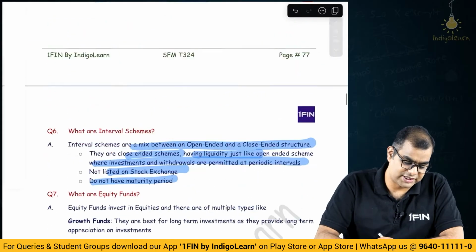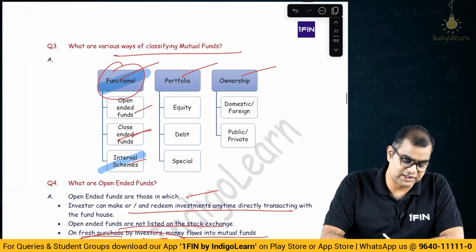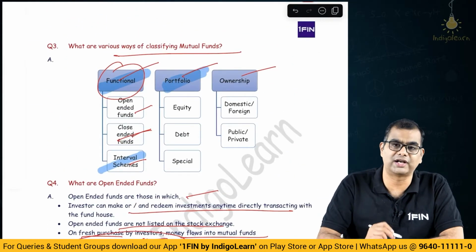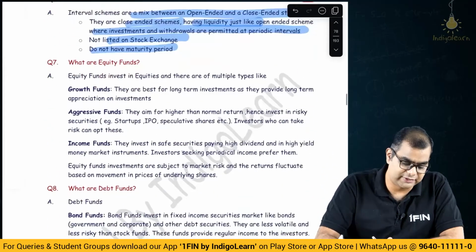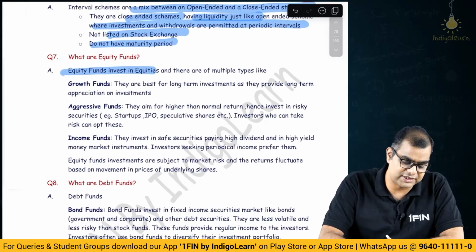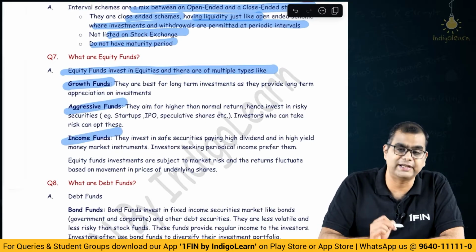Then you have something called equity funds. So this was the functional classification. Now you can come to portfolio classification. What is portfolio? You have equity, debt and special. What are equity schemes or equity funds? Equity funds invest in equities and are of multiple types, like growth funds, aggressive funds and income funds.